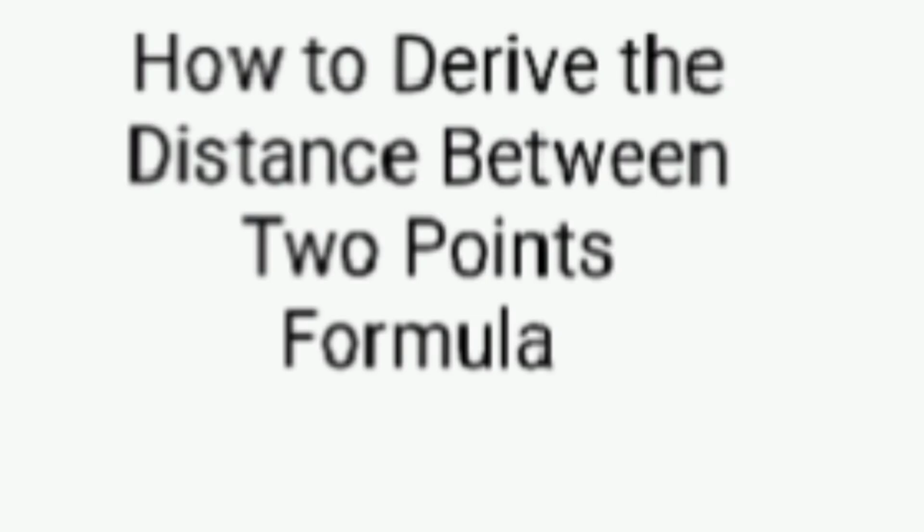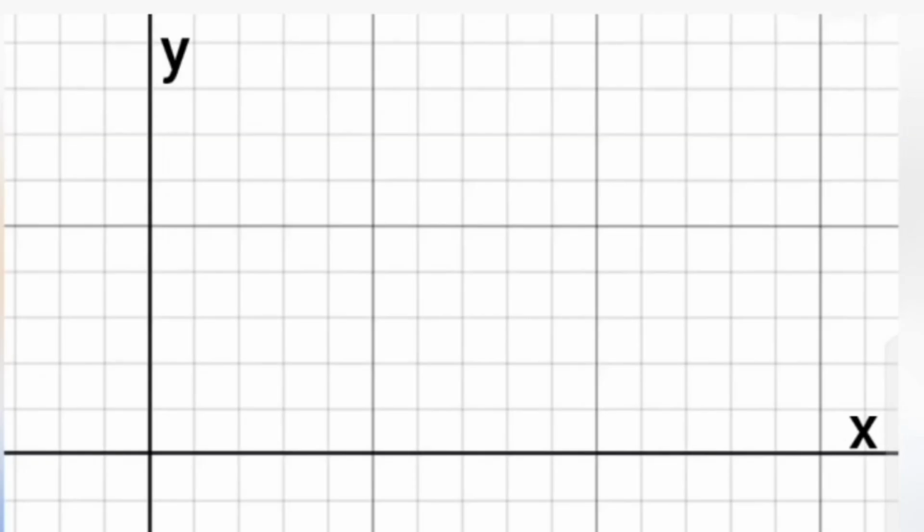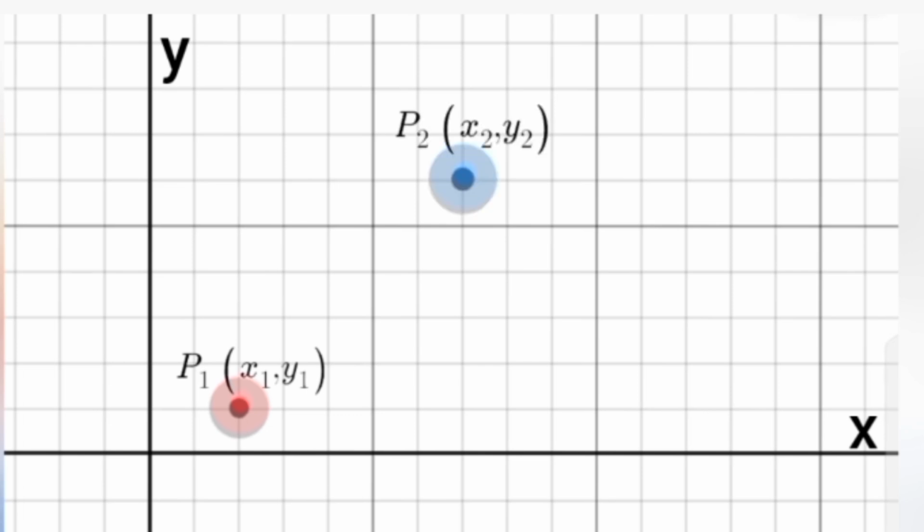Our topic for today is how to derive the distance formula for the distance between 2 points in a Cartesian plane. So we have here our first point P1 with coordinates x1, y1, and P2 with coordinates x2, y2.